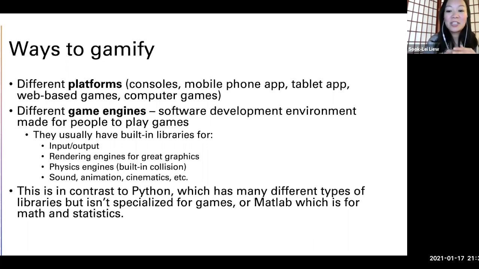So these are kind of like software environments with all of these types of libraries. And this is in contrast to things like Python, which, as we've talked about before, has a lot of different types of libraries, but isn't specialized specifically for games. Or MATLAB, which is another software environment, but it's mostly for math and statistics. So again, each library or set of functions lets you do different things. And these game engines are made just for making games.